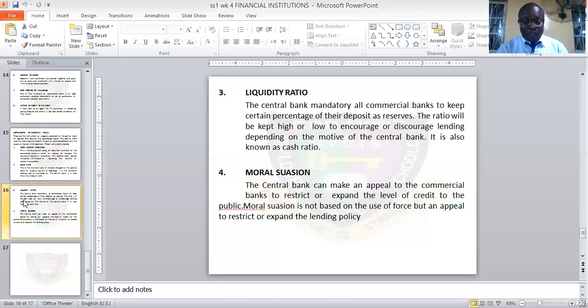So even any private business or any other business can also follow this, so that they will be able to stay in business and make a reasonable profit. This moral system is not based on the use of force. They are not compelling people. They just use appeal so that banks will reduce or expand the lending policy in the system. So, my student, you can see a comprehensive note in your lesson.